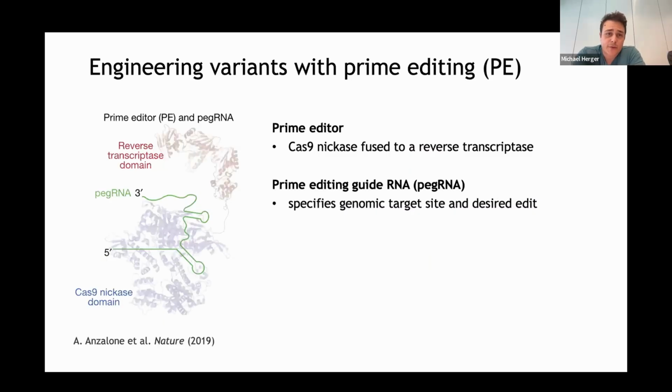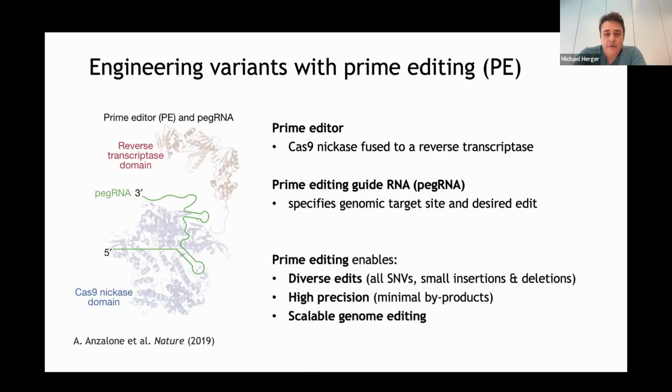Prime editing is one of the more recent genome editing tools, developed in 2019 by the David Liu lab. It enables direct DNA writing into the genome. It achieves this using a two-component system consisting of a prime editor as well as a prime editing guide RNA, or pegRNA. The prime editor itself consists of a Cas9 nickase fused to a reverse transcriptase. And the pegRNA is a traditional guide RNA with a 3' extension which encodes the desired edit, which then serves as a template for the reverse transcriptase activity of the prime editor.